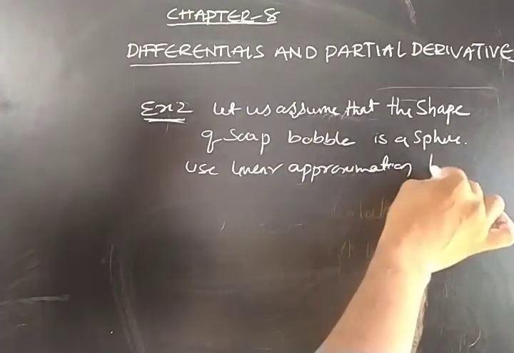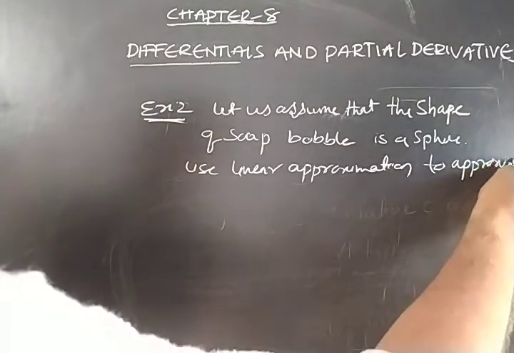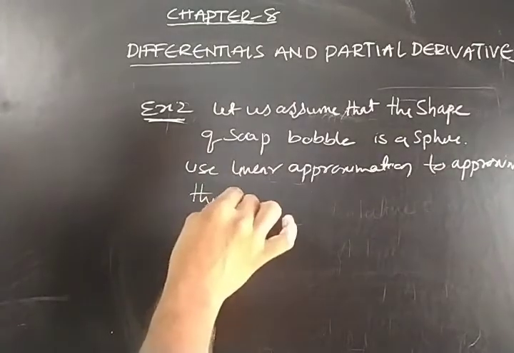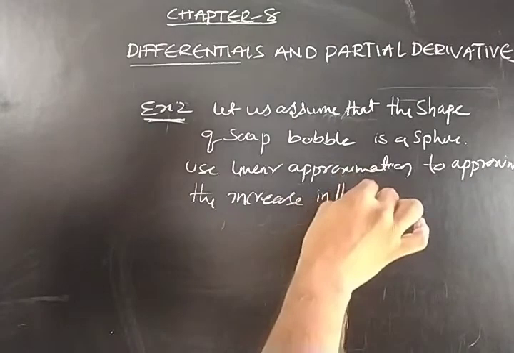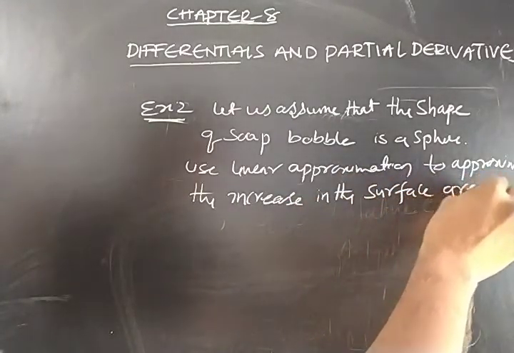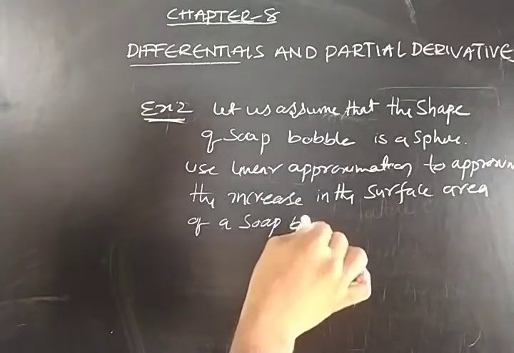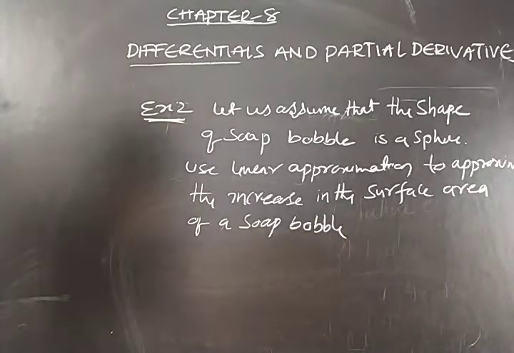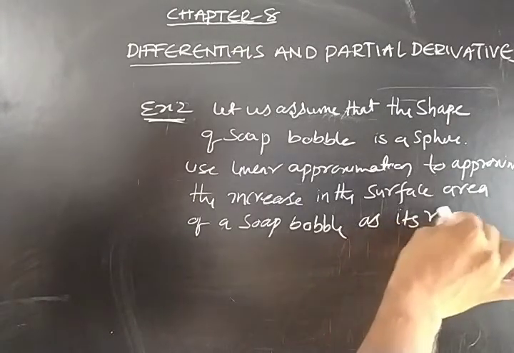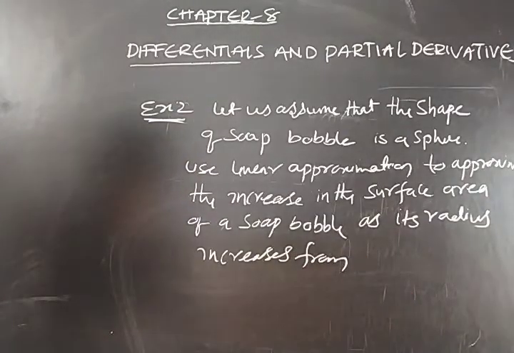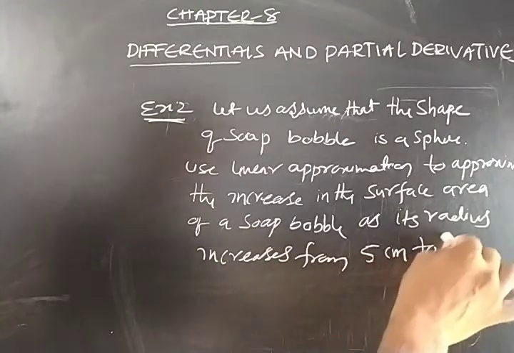To approximate, using linear approximation, the increase in the surface area of a soap bubble as its radius increases from 5 centimeters to 5.2 centimeters.